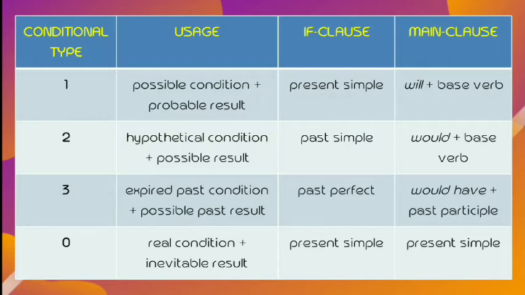Conditional type 3, the usage is expired past condition plus possible past results. If clause, past perfect. Main clause, would have plus past participle. Conditional type 0, usage real condition plus inevitable results. If clause, present simple. Main clause, present simple.